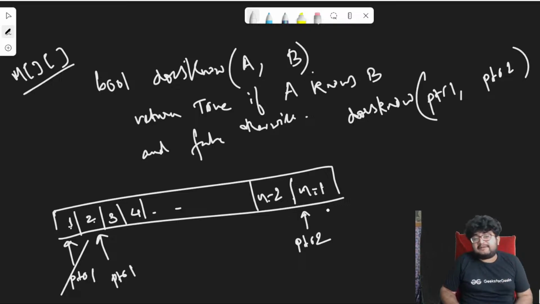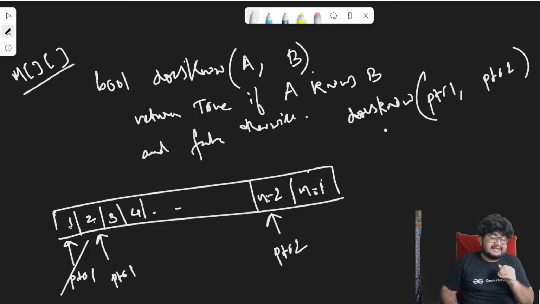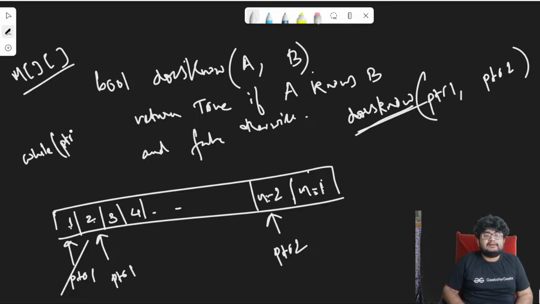But now we are ruling out the fact that n minus 2 is a celebrity, right? Because n minus 2 is not known by 2, and a celebrity should be known by everyone. So we will do ptr2 minus minus, and we'll come back to this position. This will continue. And how long will you continue? You will continue while ptr1 is less than ptr2. This is the range you will continue for.